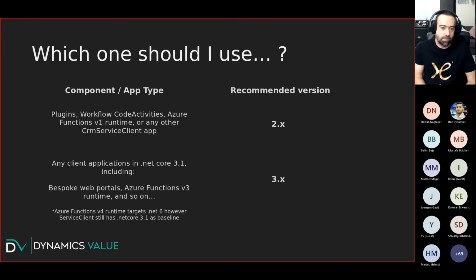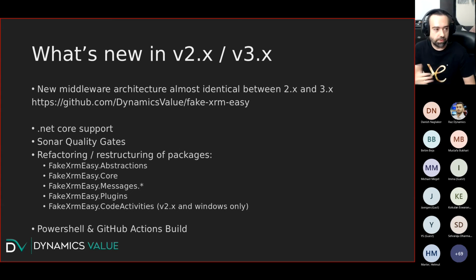So which one should I use? If you need to develop plugins, workflow code activities, Azure Functions using the version 1 runtime, or any other CRM service client app, then version 2 is the way to go. If you are using any client application in .NET Core 3.1, including bespoke web portals, for example, like the one I demoed last time, or Azure Functions version 3 runtime and so on, then version 3 is the way to go. And what's the difference between version 2 and version 3?